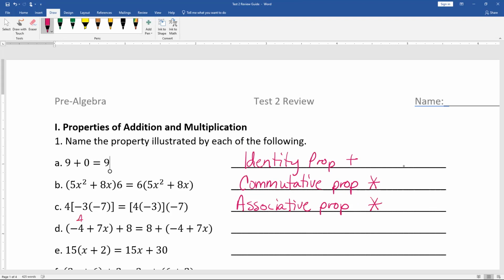Again, look at our numbers. We have 4, 7, 8 and 8, 4, 7. So are they in the same order? One's 4, 7, 8. The other's 8, 4, 7. No. So what have we changed? This is commutative. The order of the numbers has changed. The order of operation has not changed. The negative 4 plus 7x is still in parentheses. So if they gave you a value for x, you would be solving inside the parentheses first. So this is commutative, but this is the addition.